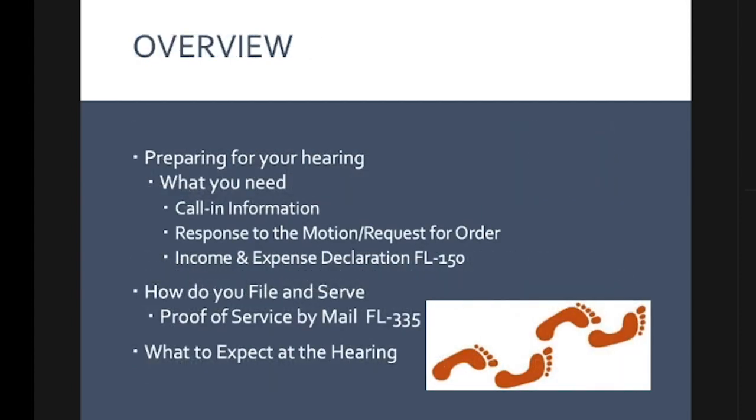As a general overview, we'll be discussing how to prepare for your hearing, including where to find your call-in information, whether or not a response is necessary to the paperwork filed, and general information on the income and expense declaration. We will then discuss how to file your paperwork with the appropriate proof of service. Finally, we'll discuss what you can expect at the time of your hearing.